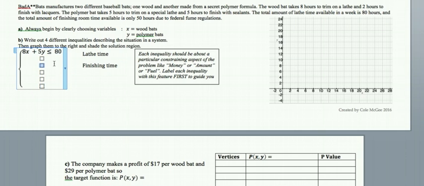Now let's look at finishing time. The wood bats had 2 hours each. The polymer bats had, I think, 5 hours for their sealants, whatever they were. Now, there's different kinds of stuff going on these bats, but this is total time that's spent in the finishing room. And we're only supposed to have 50, so I think that's got to be less than or equal to 50.